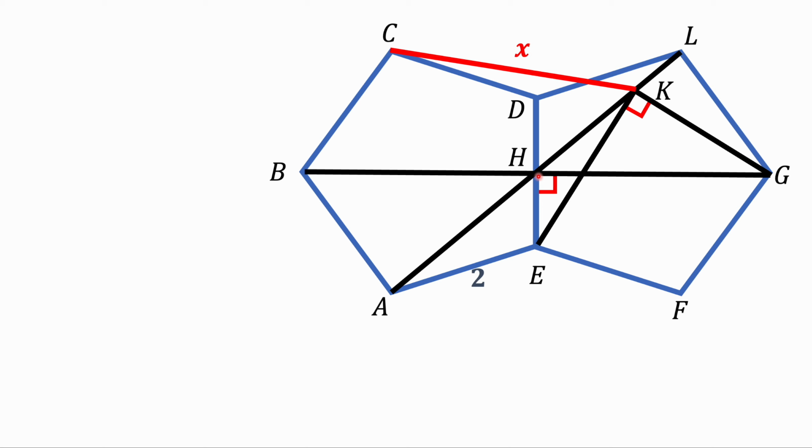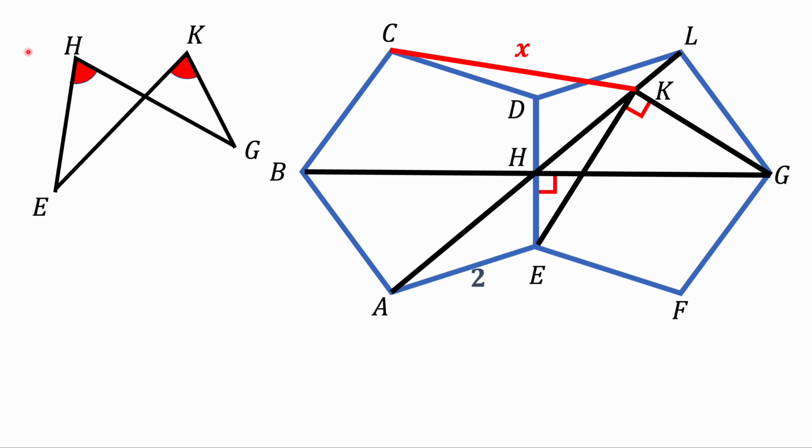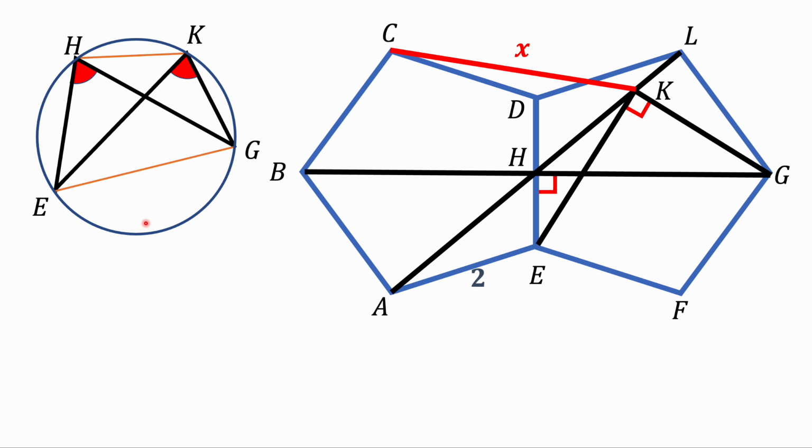Now let's go back to our black and red lines. Notice we have two congruent angles here, angle EHG and angle EKG. And if we see a picture like this, we immediately need to think that all these 4 points are on the same circle, and the quadrilateral EHKG is an inscribed quadrilateral. So in this picture, this is our circle. But we can have this circle for any angles H and K as long as they're congruent to each other.